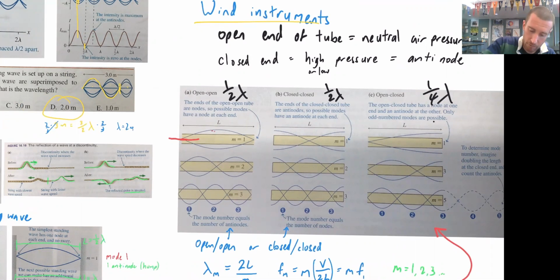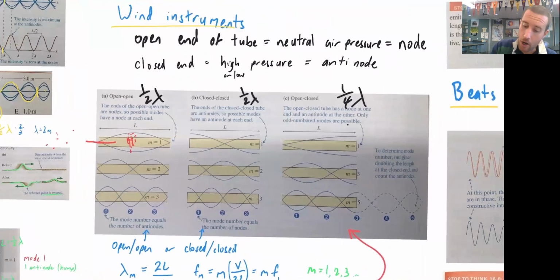So there'd be a compression right here. And then the rarefaction would be somewhere out here. And so this would be the neutral part. But neutral is at the end of an open tube because it's open to regular air pressure, and that is neutral. Okay, so an open end of the tube is always neutral. That gives me a node.